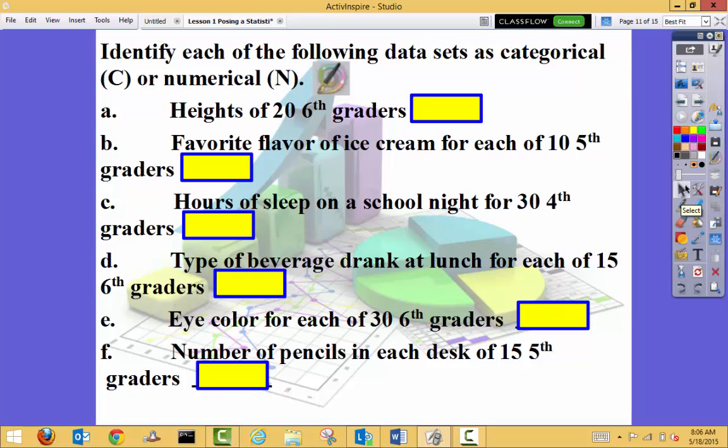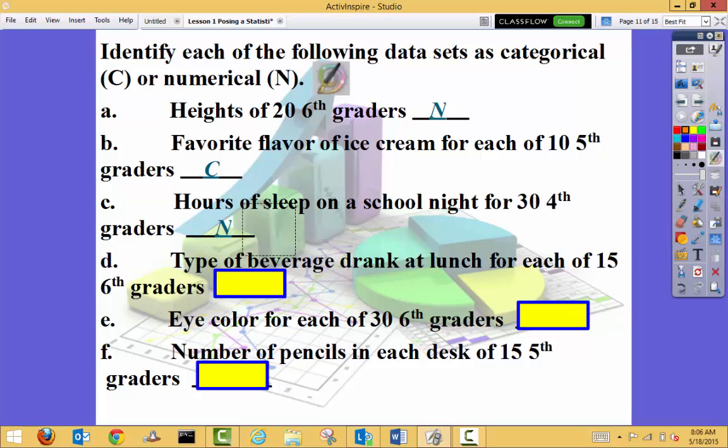Okay, here's our next one. Identify each of the following data sets as categorical or numerical. Heights of 26 graders. Well, that's going to be numerical, because those numbers can change. The favorite flavor of ice cream for each of the 10 fifth graders. Well, that's categorical. Chocolate, vanilla, mint. Those are not numbers. Hours of sleep on a school night. Well, that is numerical. You sleep 5 hours. You sleep 9 hours. Those are all numbers.